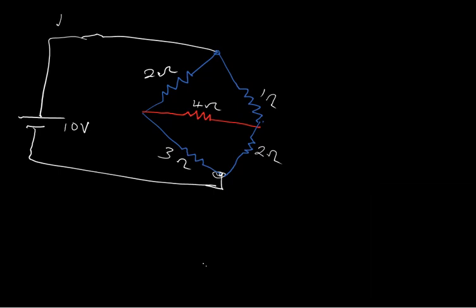Okay, so I have another example here. We are to use Kirchhoff's law to solve this network. Now, this is a bridge network. Invariably, we are being asked to find the current and the voltage drop across each of these resistors.